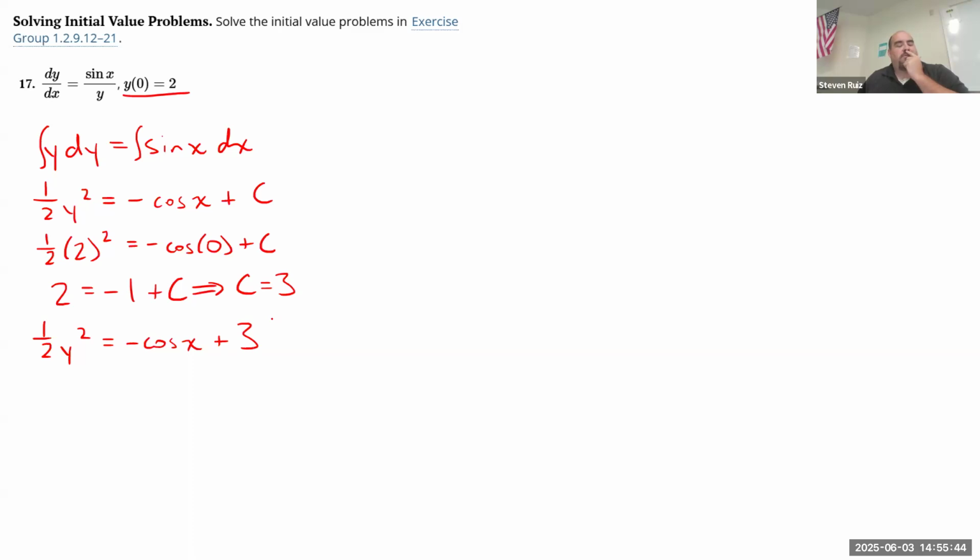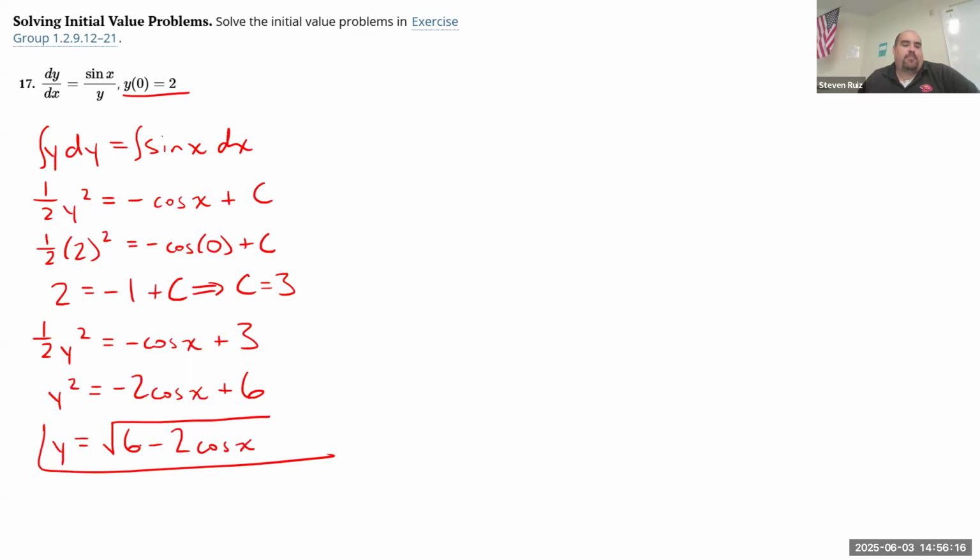All right, so now we have a particular solution. We were able to figure out what c was equal to. Same drill, we can isolate y. Now we're going to double everything. So this gives us y squared equals negative 2 cosine x plus 6. And then we'll square root. So y equals the square root of 6 minus 2 cosine x. All right, that's all for 17.